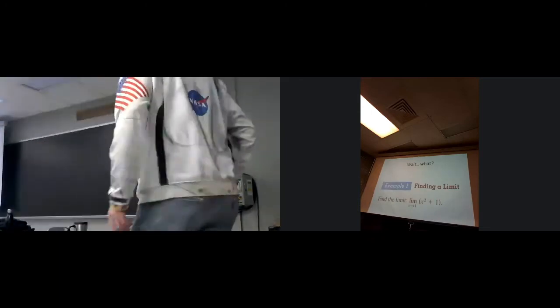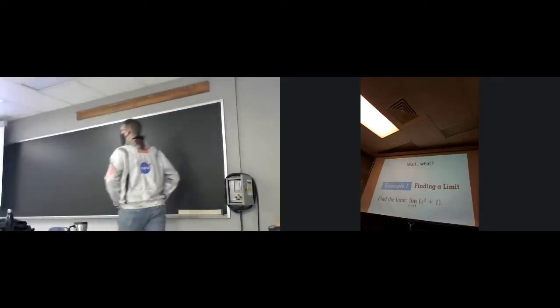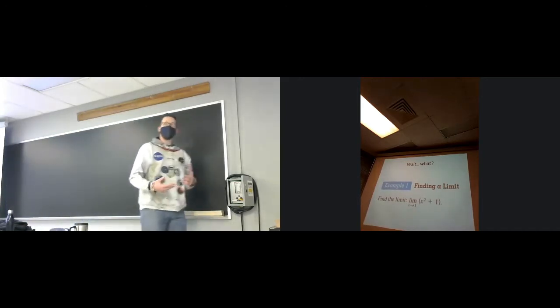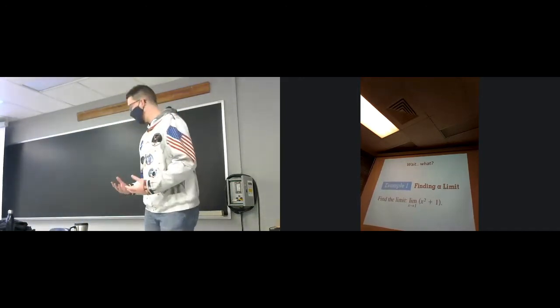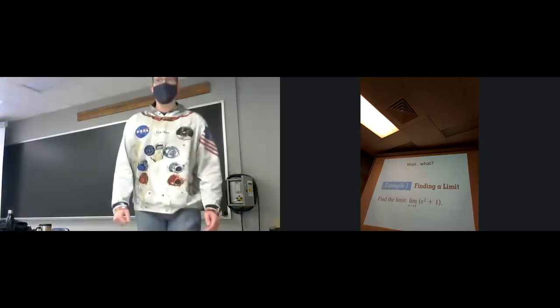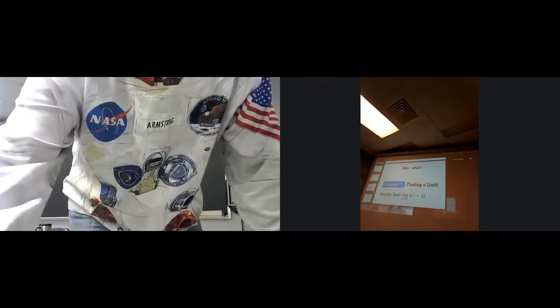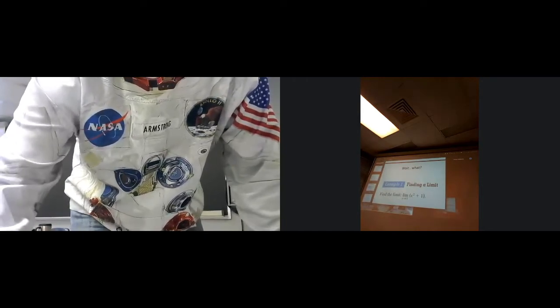So section 1.5. This is when we start getting into the meat of the class. What section 1.5 is about are these things called limits. And if you had to guess, just from the name of it, what do you think a limit is? Where it stops, where it can go. In a sense, yeah, actually. That's a great way of describing it.